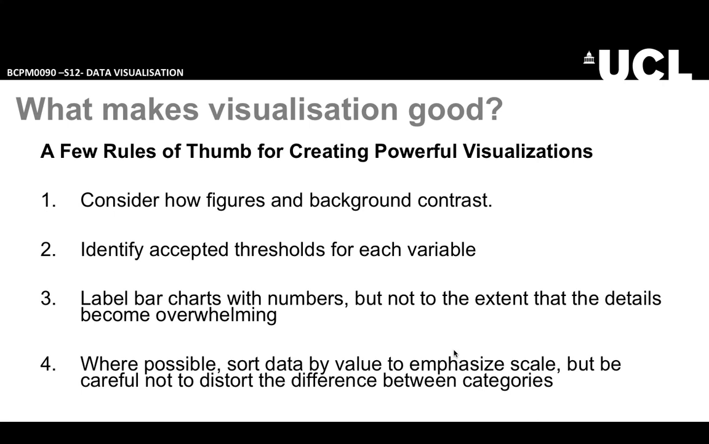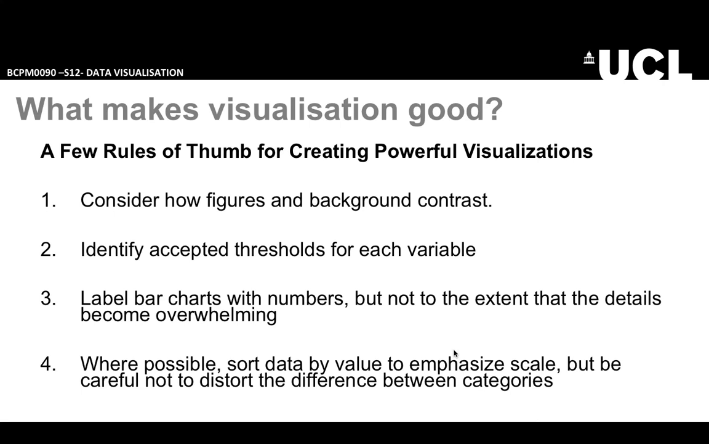Also, identify accepted thresholds for each variable. Doing so provides a benchmark against past performance, and you can provide guidance on how to avoid displaying misleading differences between categories. Include chart labels with numbers, but not to the extent that the details become overwhelming. Low numbers are usually hard to view. Use a recognizable shorthand when accuracy to a higher degree is not important.